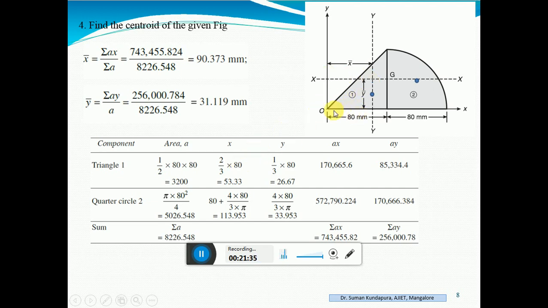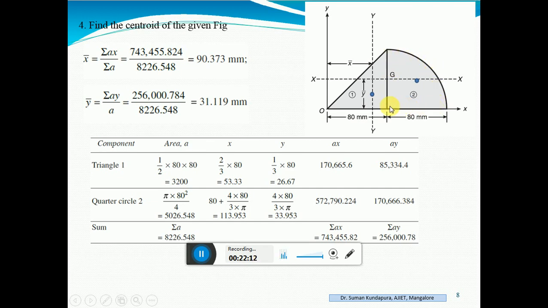Okay, so now this x distance, x is measured from the y axis, so the x distance is 2/3 of 80, 53.33. Okay. Then y distance, this point is at a distance of 1/3 of 80. Okay. Now a into x, that is 3200 into 53.33, you will get so much. Area into y, this value into this value, you will get this much. Okay, that is about the triangle. Next, going on to the quarter circle.